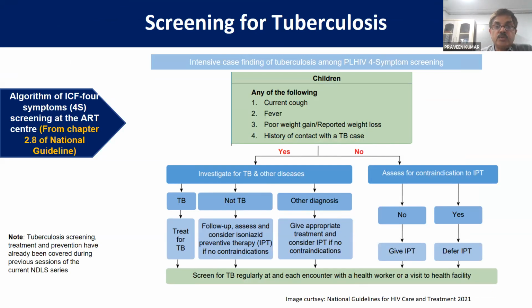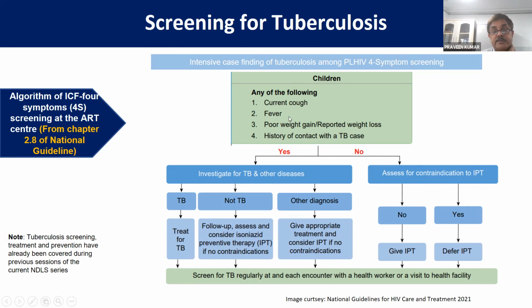Now the next is that we have to look for tuberculosis, right? So the tuberculosis, we usually do this screening by looking for four clinical signs and symptoms, and these are current cough, whether the child has fever, whether there is any weight loss, and whether there is any history of contact with tuberculosis. So if you have any of them, then we have to investigate for tuberculosis. And if it is not, then we have to look for whether the child is fulfilling the criteria or there is contraindication for isoniazid prophylaxis therapy.